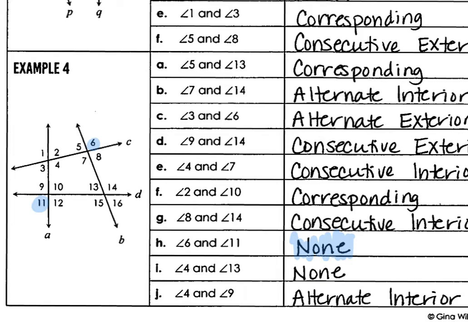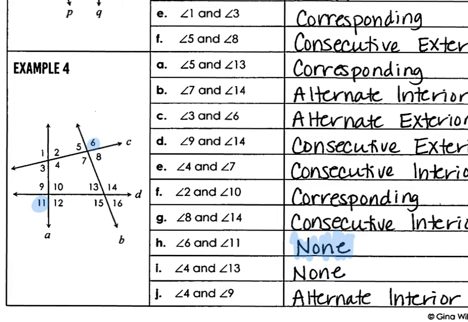So what you're looking for when you're looking for the relationships is you're looking for the transversal and then the lines that the transversal intersects, and that's where you're looking at your interior, exterior, corresponding, right? So top right corner, these would be corresponding angles 6 and 14 and so on and so forth.